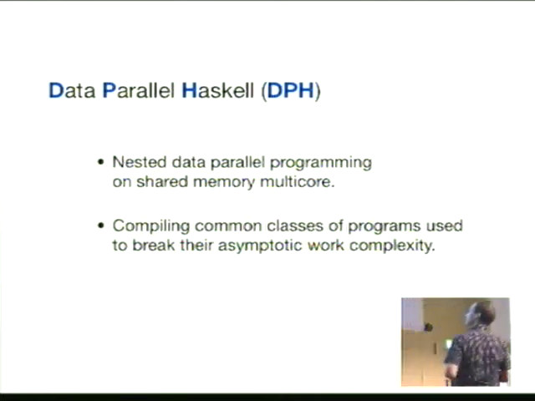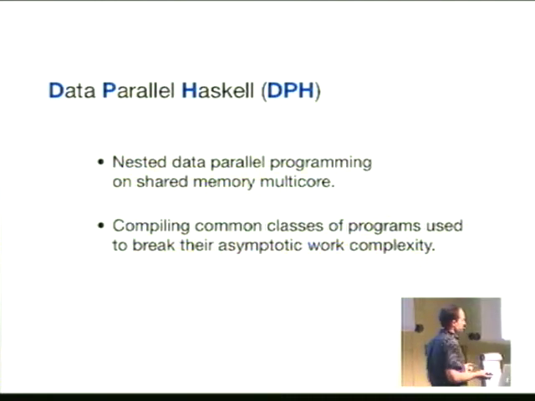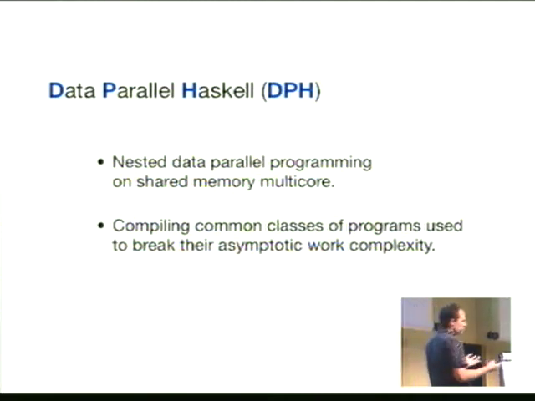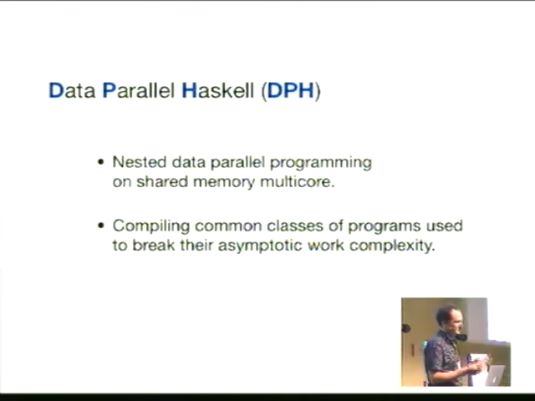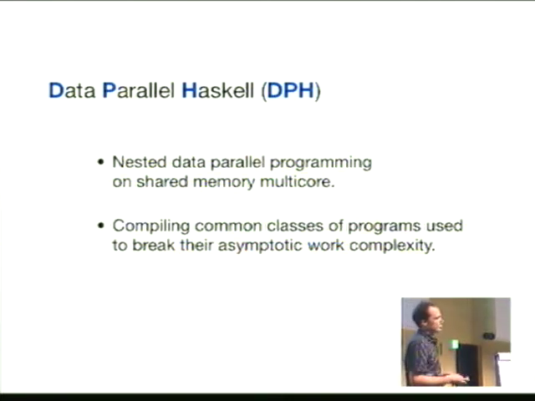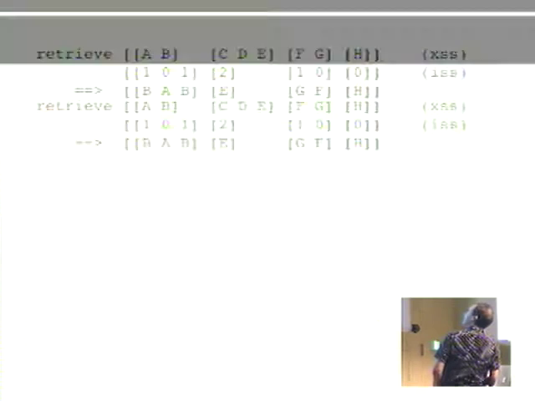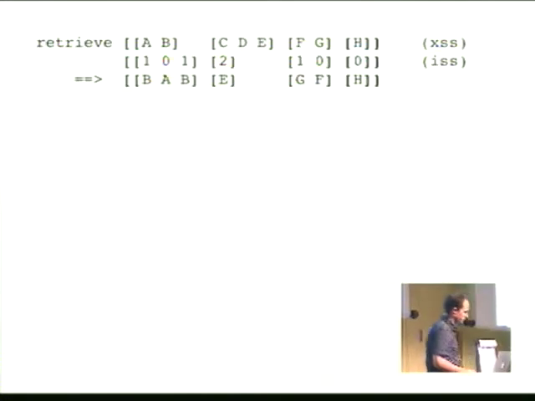The main thing was that our previous version of DPH used to break the asymptotic complexity of a class of programs. So you could have a program which was supposed to be linear, so order n, linear in terms of the data size, but when compiling with data parallel Haskell it could turn it into quadratic, so n squared. So that was bad, and I'll show you how we fixed it. So it used to be bad, but not anymore.